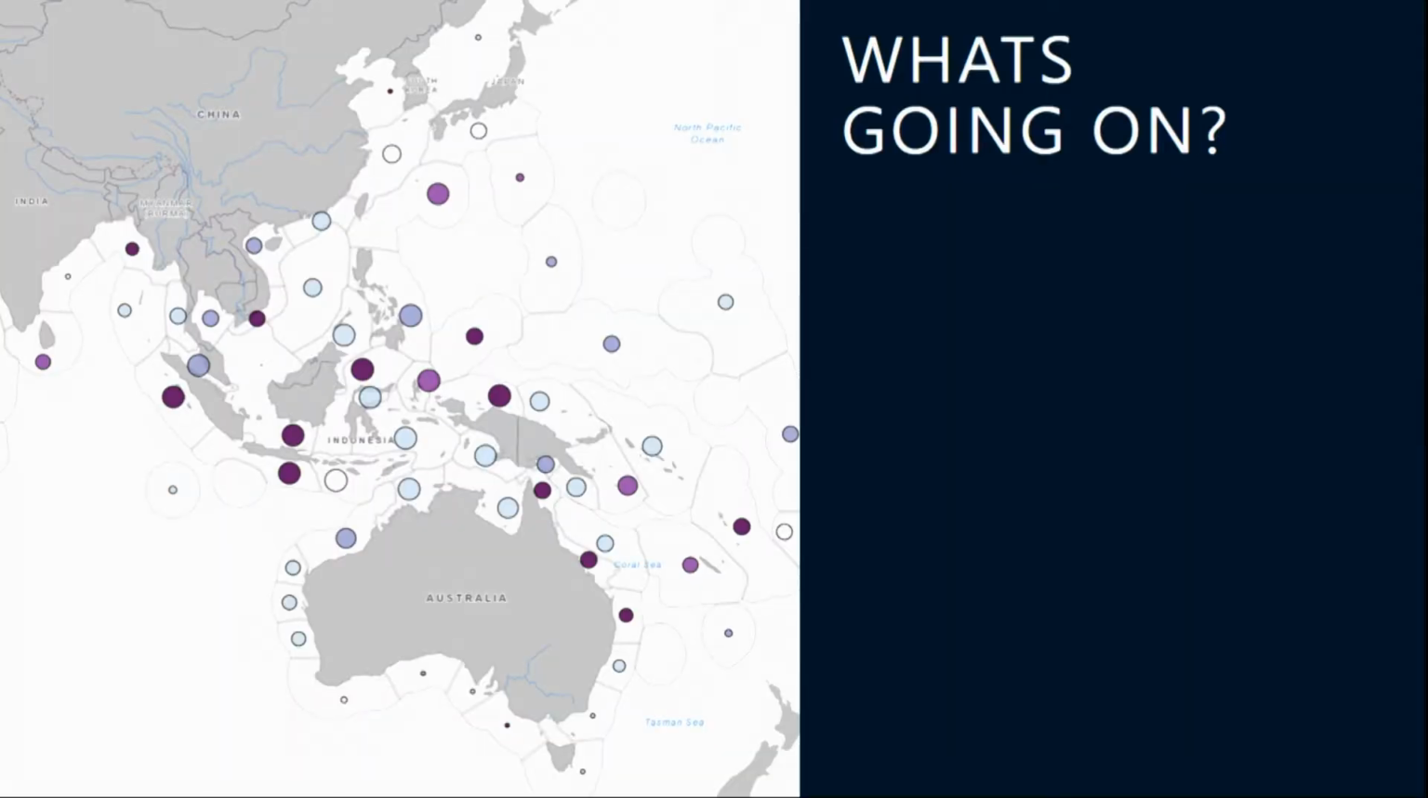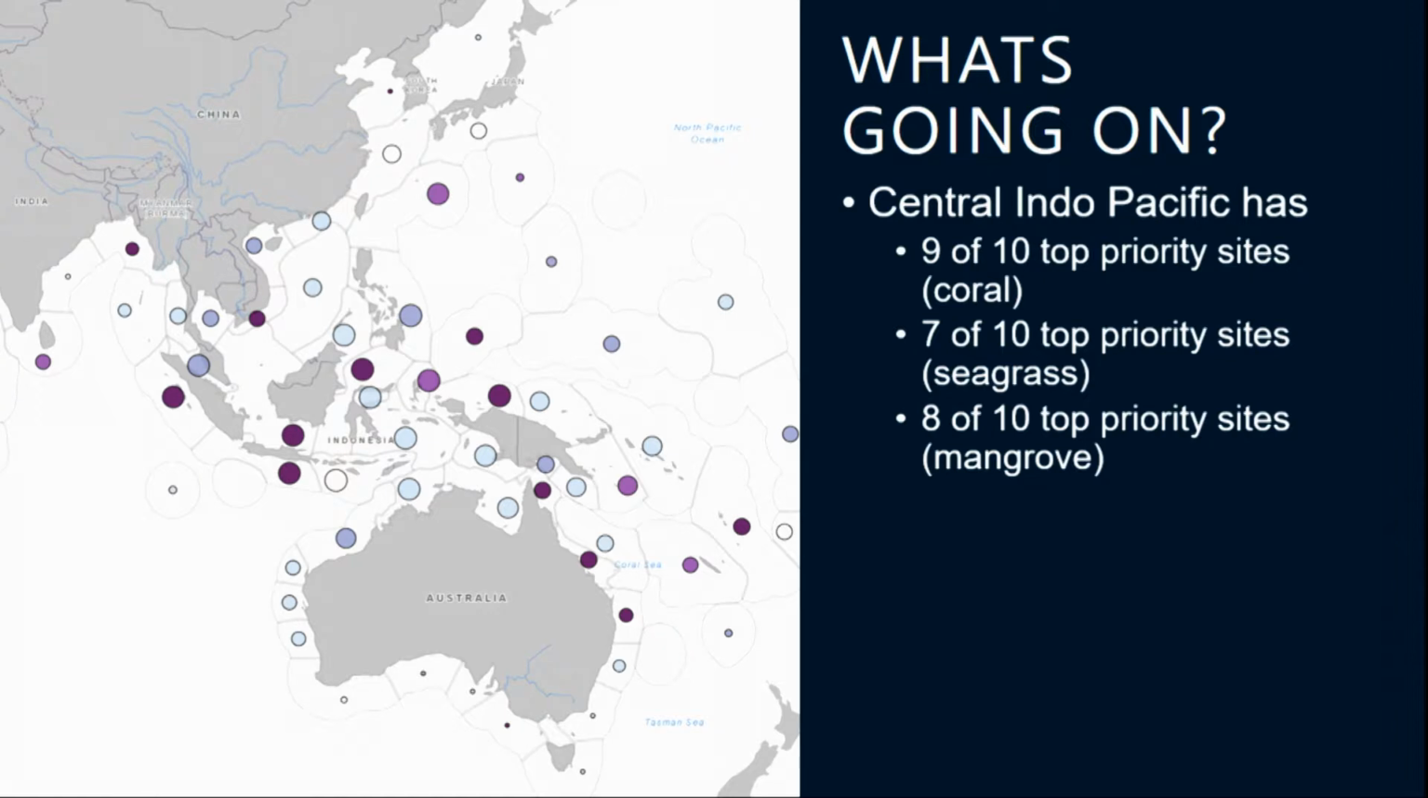So what's going on here? Well, I took the risk analysis and combined the number of species present in those areas to create a priority index. And in the central Indo-Pacific, 9 of the 10 top priority areas of the world were present here, 7 of the 10 for seagrass, and 8 of the 10 for mangrove. Yikes.